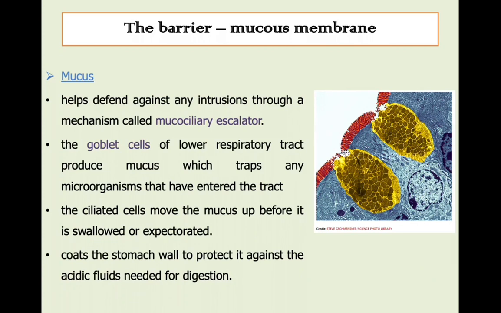Alright, the ciliated cell move the mucus up before it's swallowed or expectorated. So means that goblet cell ni akan bunuh all the microorganism yang berjaya invade through the tract system. Alright, coat the stomach's wall to protect it against the acidic fluid needed for digestion. Right, sama juga macam tadi lah.